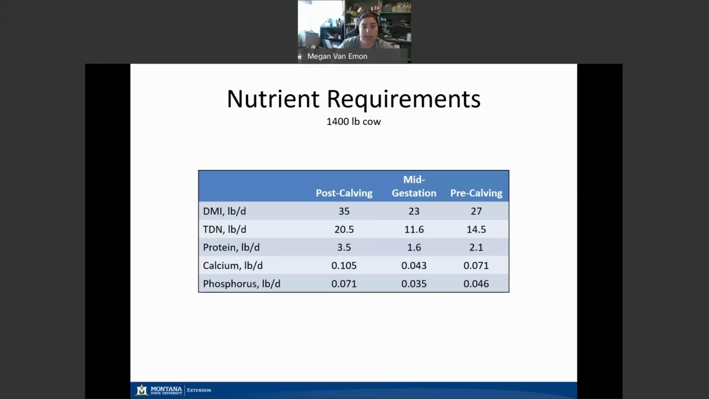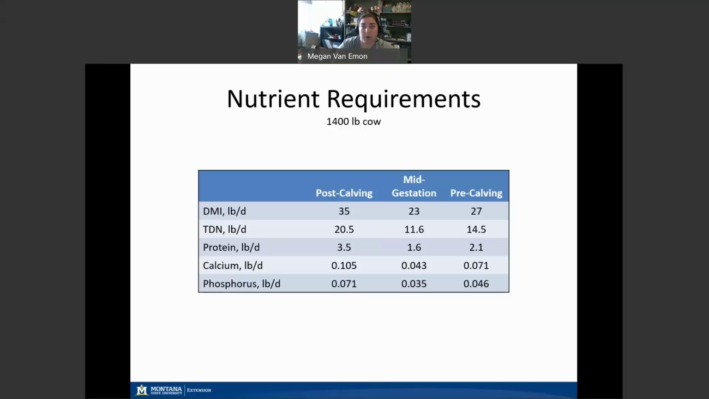So if we're just looking at these requirements here, focusing right now on the pre-calving and post-calving. Pre-calving, we're getting towards the end of that season this year, as we are towards the end of March. But just looking here, roughly 14.5 pounds of TDN, or total digestible nutrients, or energy per head per day, and then a little over 2 pounds of protein required every day during the pre-calving period.